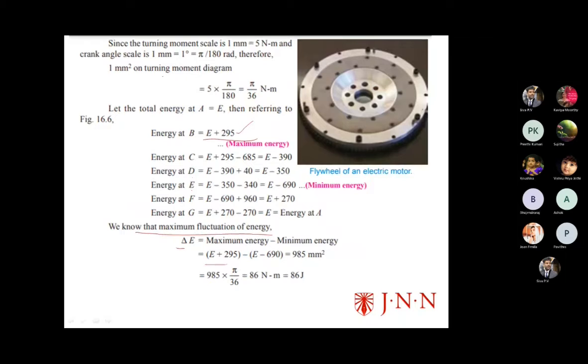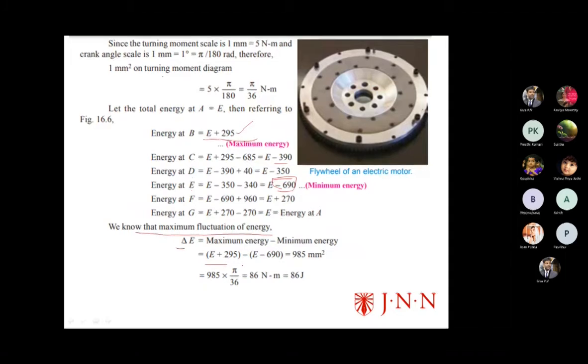So plus 295 minus minimum energy. Minimum energy, where is the minimum energy? 295 is positive. Among the minus values, see which is largest: minus 390, minus 350, minus 690. So minus 690 is the minimum energy, the lowest energy. So minus minus 690.